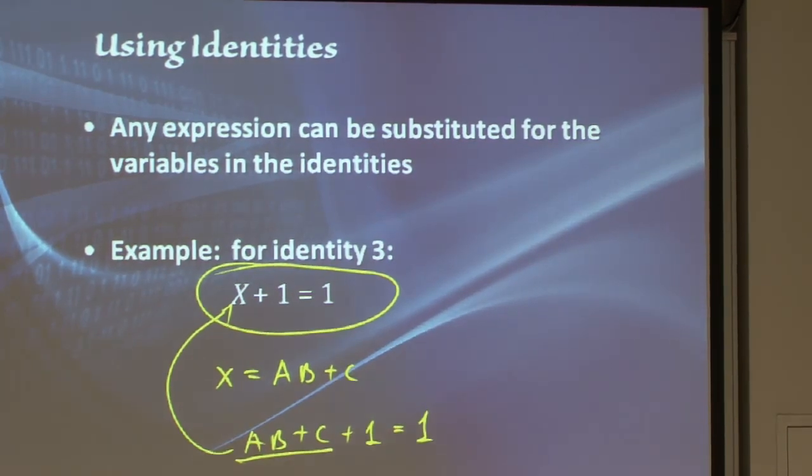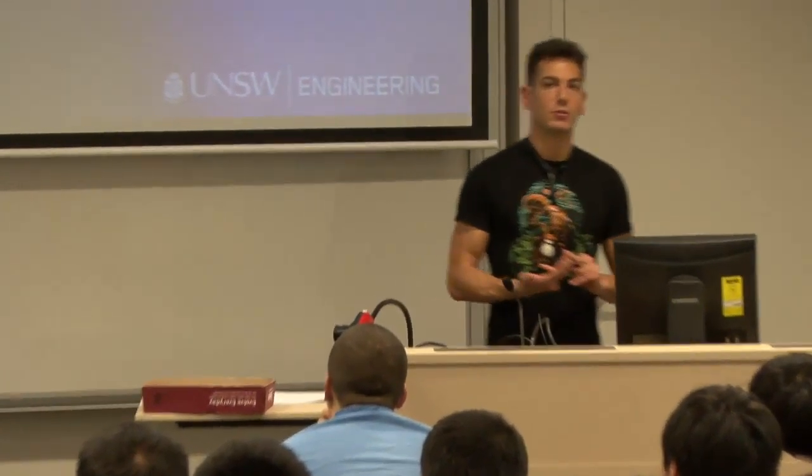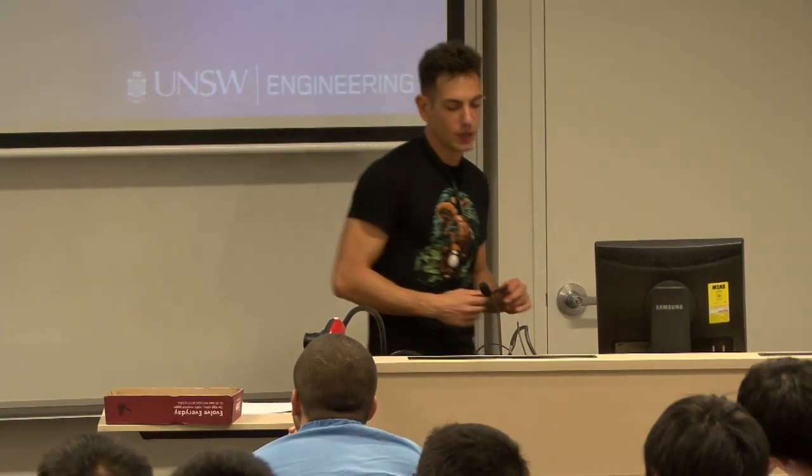Now, what we've covered so far was identities and properties of Boolean algebra. Let's talk about some useful theorems that you can use to simplify your expressions. There's absorption.